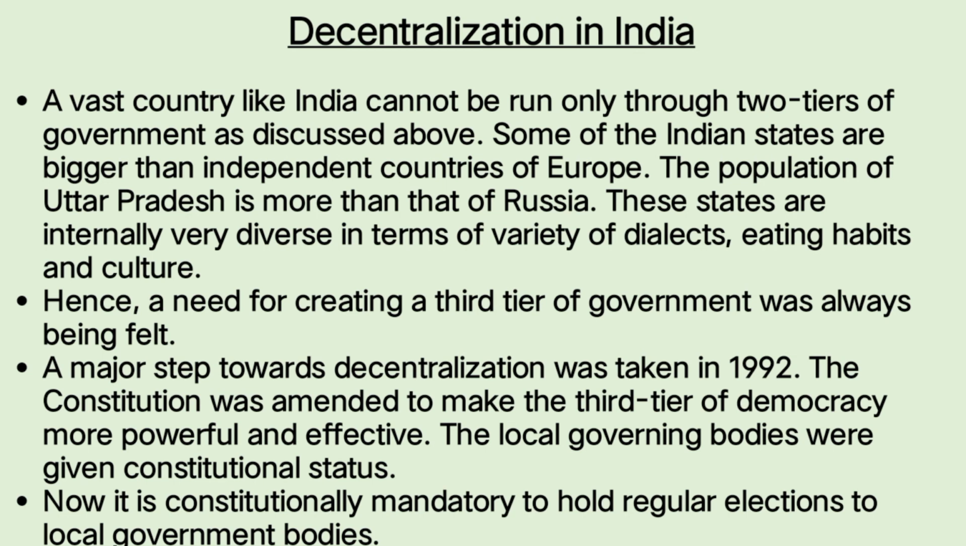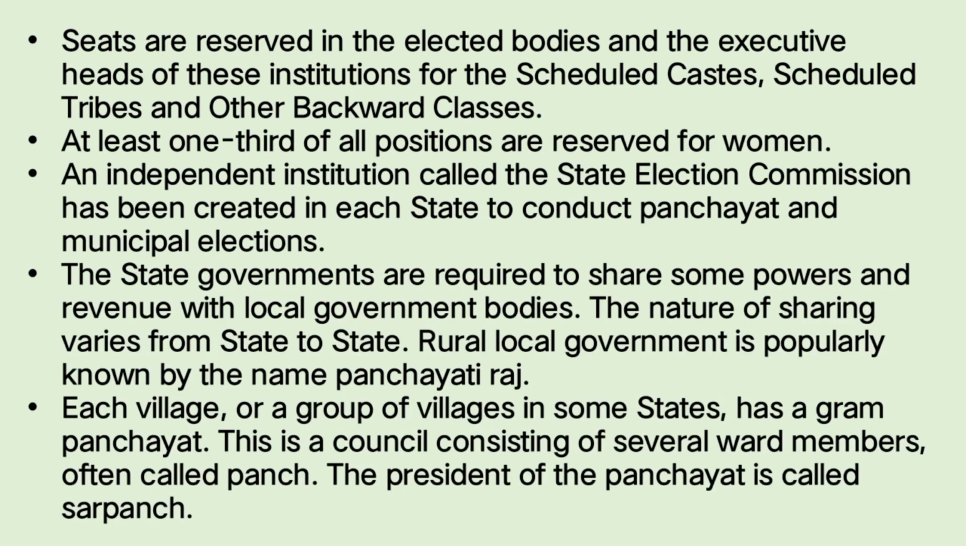Till 1992, elections were not held regularly. After 1992, elections are held periodically, every 5 years, and they are elected. Now, regular elections are being conducted to these local bodies. Seats are reserved for the elected bodies and the executive heads of these institutions, for example, the scheduled castes, scheduled tribes, and backward castes. Also, one third of the seats are reserved for women. An independent institution called the State Election Commission has been created in each state to conduct panchayat and municipal elections.